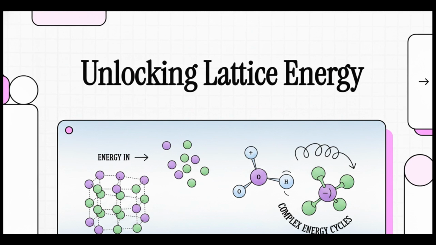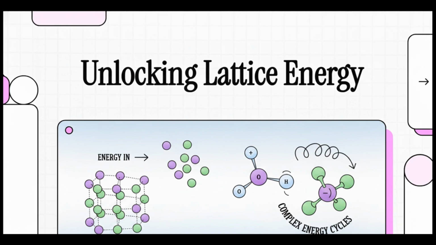We're going to go on a bit of a journey today. We'll start with perfectly mathematical spherical ions and move all the way into the somewhat messy, distorted realities of actual chemical bonds. If you've ever looked at a complex energy cycle and thought, what on earth is going on with all these arrows, you are in exactly the right place.